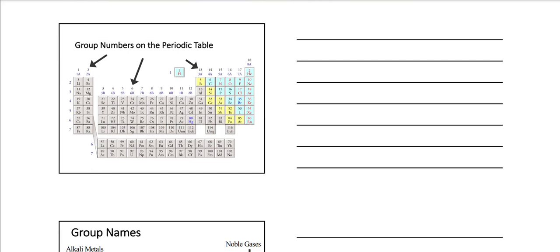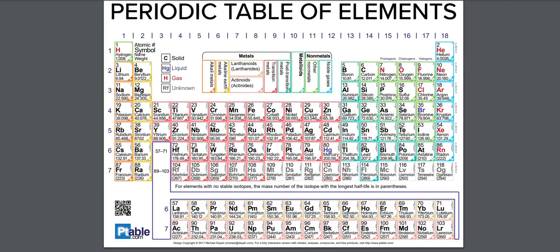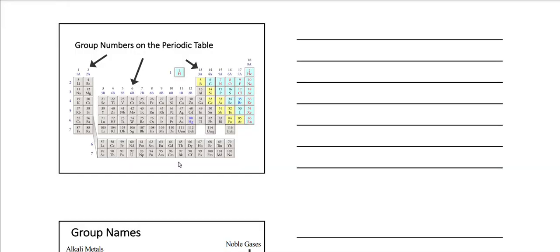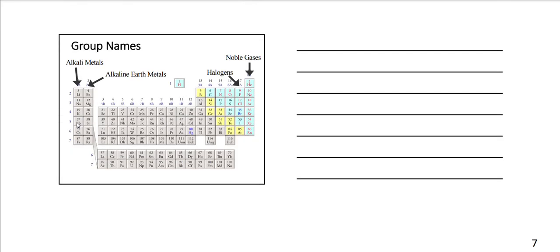So we have 8 groups in the periodic table, and we have 7 periods. The numbers that you see here on the top are 1, 2, 3, 4, 5, 6, 7, and 8 for the groups. Now, the groups in the center of the periodic table, the transition metals, I'm not going to worry about for now. So these are the groups in the periodic table, and then you have the period numbers on the side.